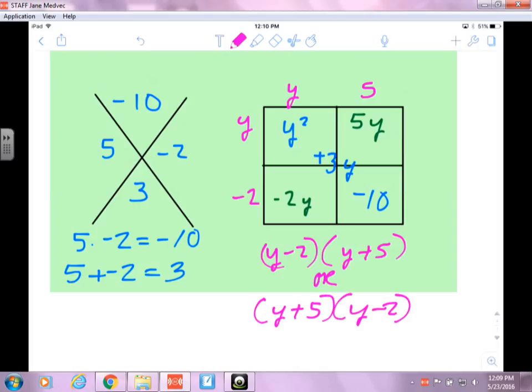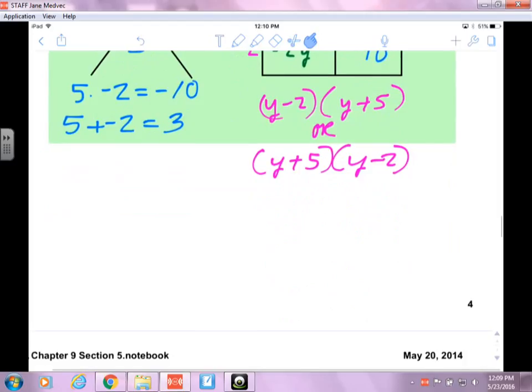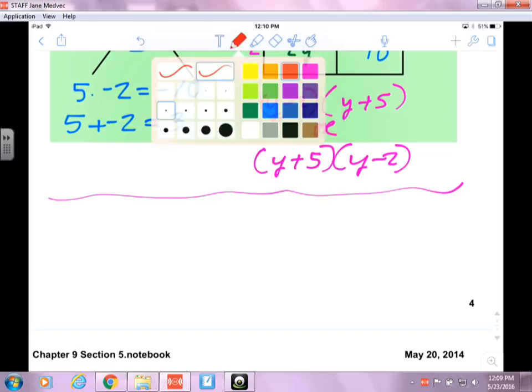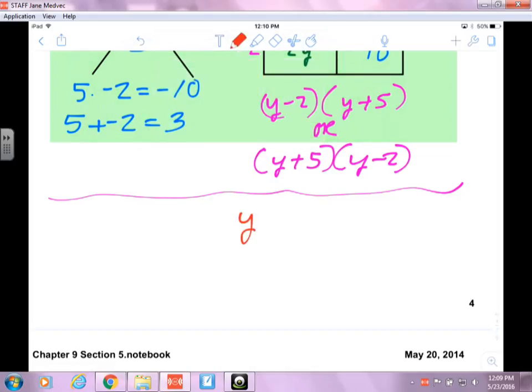Now, one thing to be careful of, and I have kids do this: they'll go, well, can't I do this? Can't I go y minus 5 and y plus 2? Can I do that? No, because 2 has to be negative. So that doesn't work. The 2 has to be negative and the 5 has to be positive. Questions?